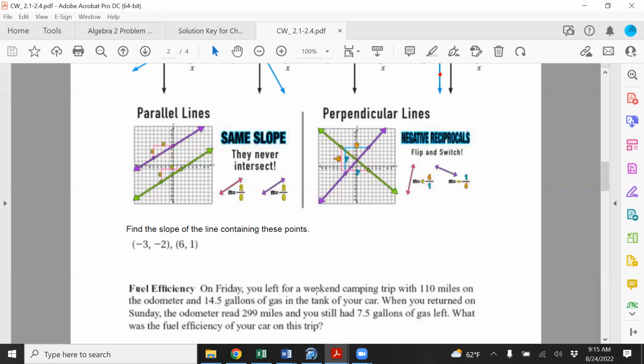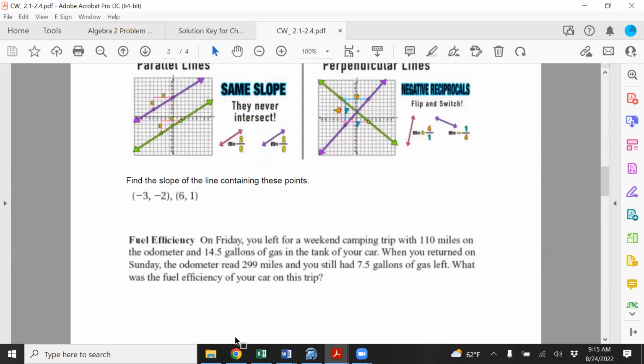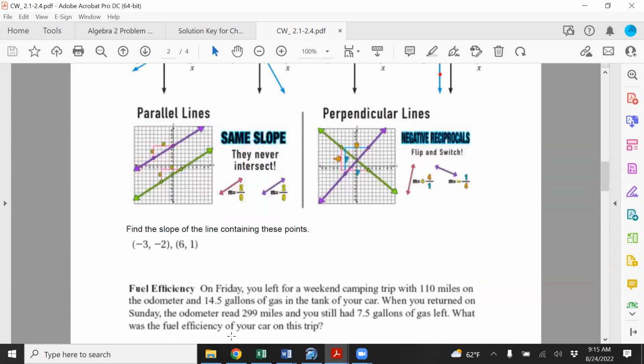All right, now let's actually do some computations. I think we got 2 examples here. Great. All right, let's look at this one. All you're going to do is calculate the slope. We use the letter M for slope. It's a change in y over a change in x, or -2 minus 1 over -3 minus 6. That's all.